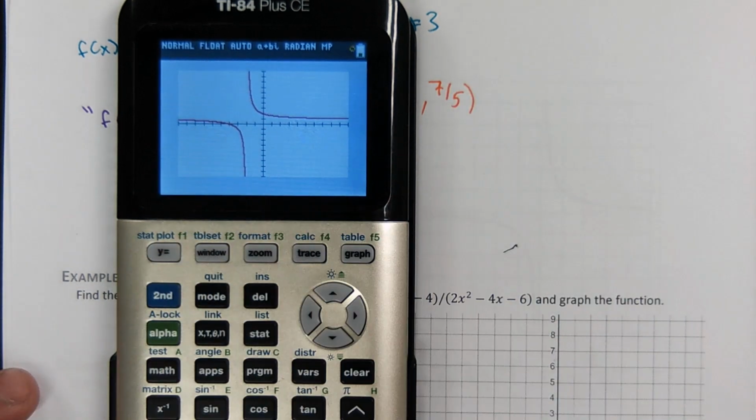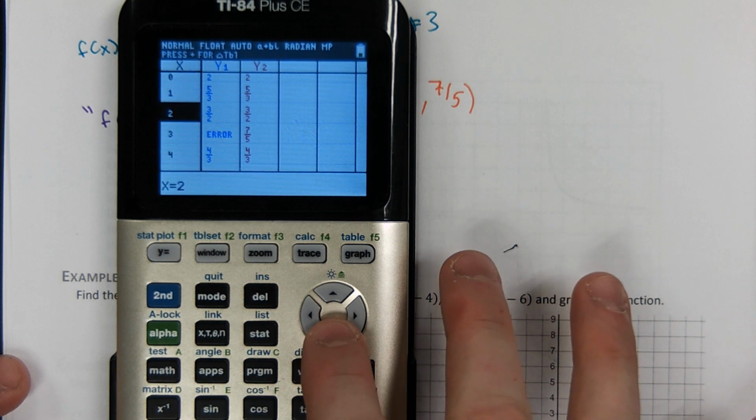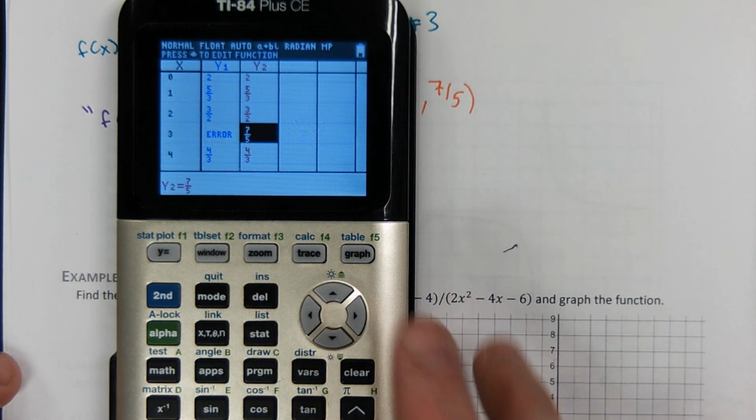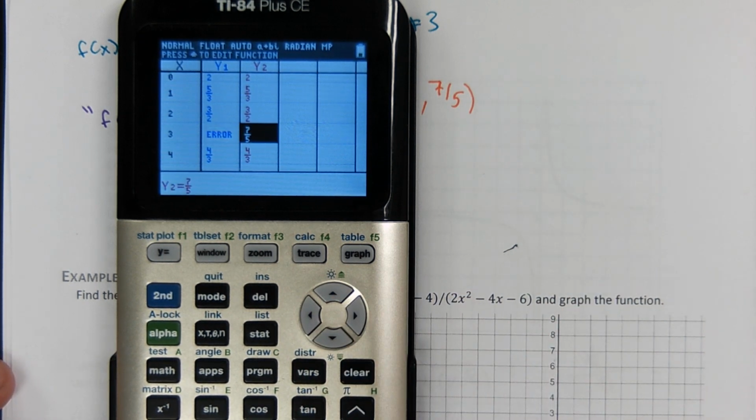But if I go back to the table, you can see when the original one had a problem, the second one had a value of 7 over 5. There it is. Pretty cool, huh?